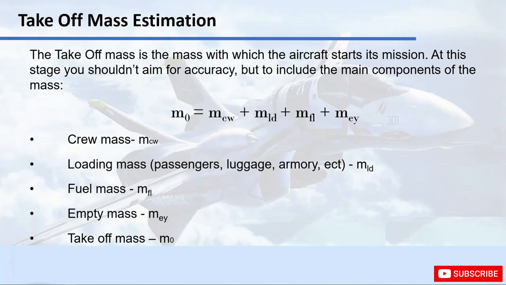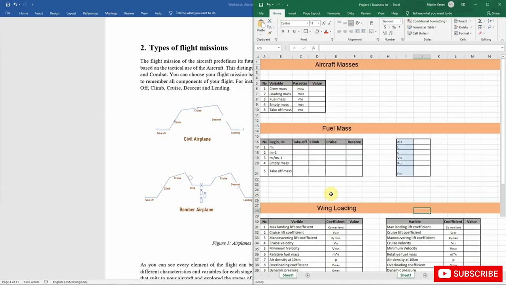This is only the mass of the structure of the aircraft. To start our estimations, I created an Excel sheet called Project 1 Business Jet. In this Excel sheet I created a variety of tables, and with them we're going to record our parameters and estimate them. As you can see, the first section is called aircraft masses, where we're going to estimate and include all the masses needed for our aircraft.